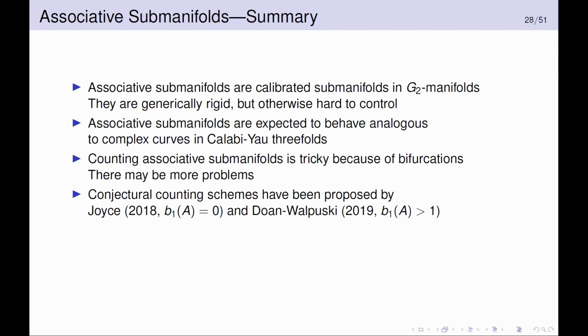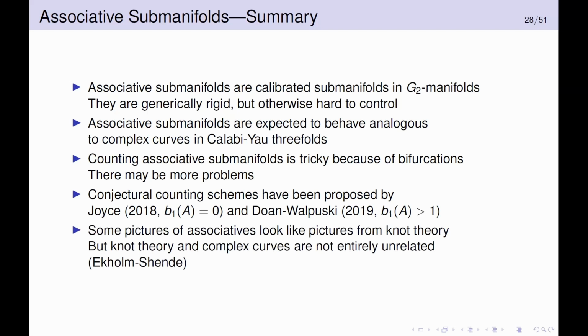And Doan and Walpuski have a different proposal, but theirs only works if the first Betti number is larger than 1. So there is still a huge gap. And also the counting schemes, as far as I understand, are not really compatible. So I don't believe you can find a common counting scheme which encompasses both of them.